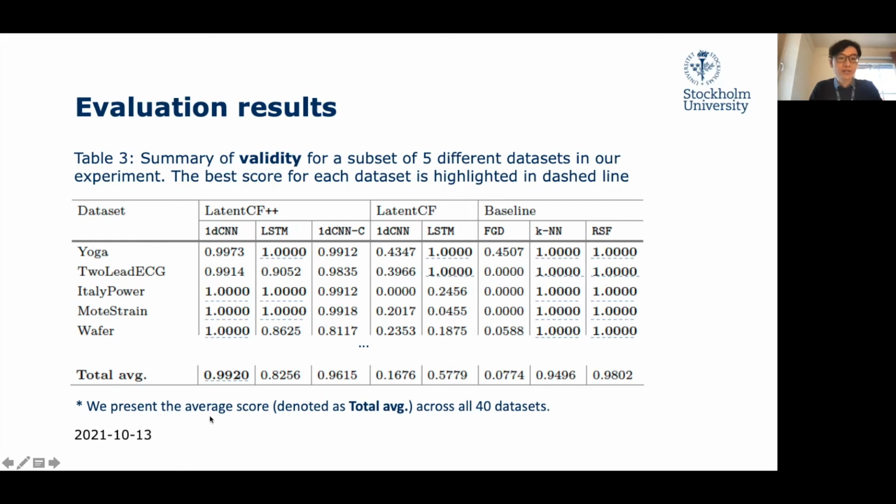But if we look at the average score across all 40 different datasets, we can see that our 1DCN instantiation actually achieved the best, and the RSF achieved the second best with 0.98.